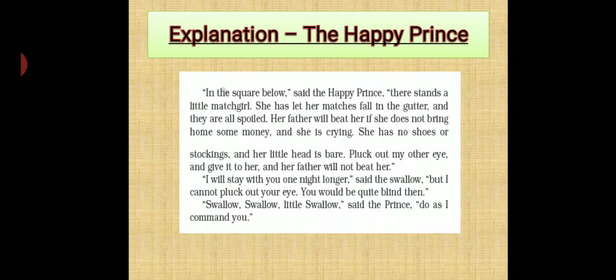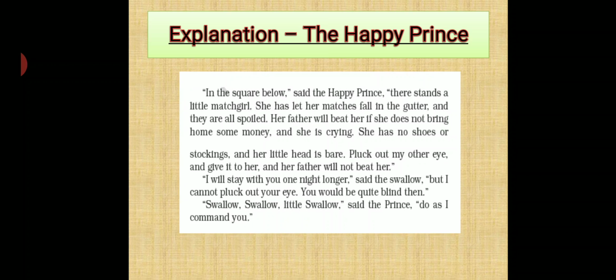In the square below, said the happy prince, there stands our little match girl. She has let her matches fall in the gutter, and they are all spoiled. Her father will beat her if she does not bring home some money, and she's crying. She has no shoes or stockings, and her little head is bare. Pluck out my other eye and give it to her, and her father will not beat her. So now this was the third assignment that was given to the swallow by the prince.